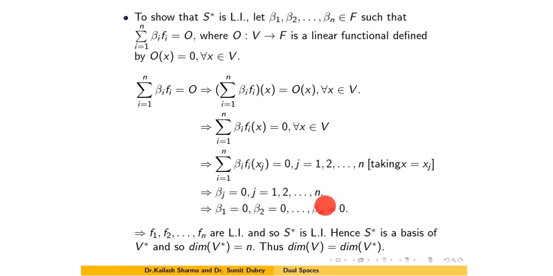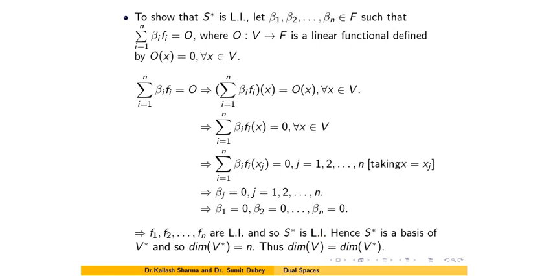And this implies that beta j equals 0 for j from 1 up to n, because fi xi is 1 and fi xj is 0 for i not equal to j. And this implies that all the scalars beta 1, beta 2, and so on up to beta n are equal to 0. And so f1, f2, and so on up to fn are linearly independent vectors of vector space V star, and this implies that S star is a linearly independent set.